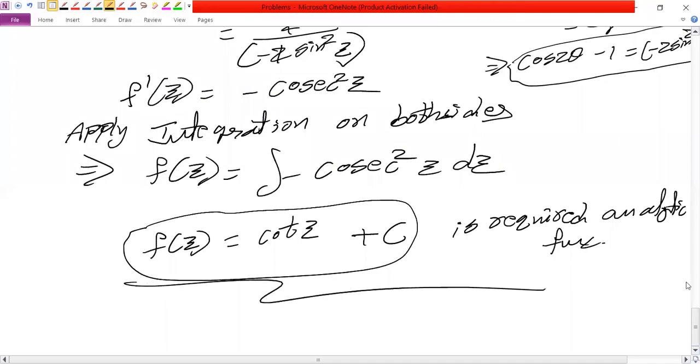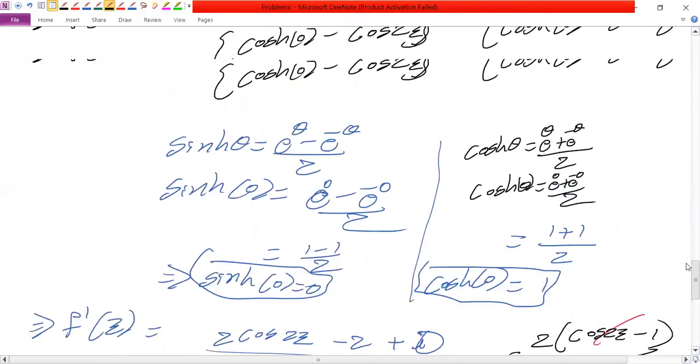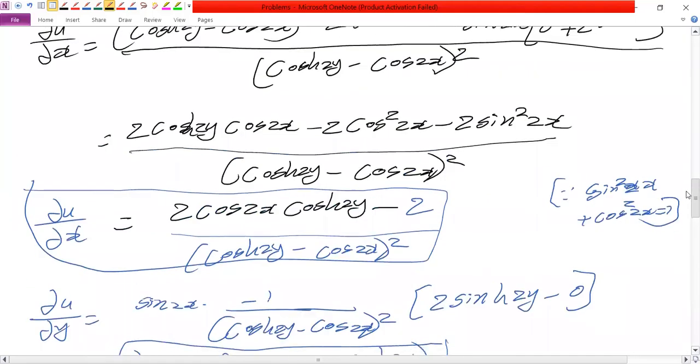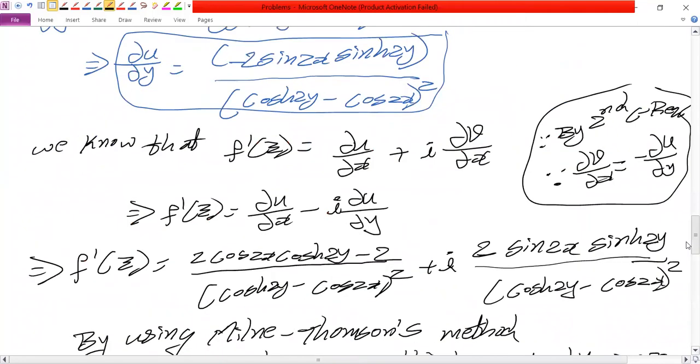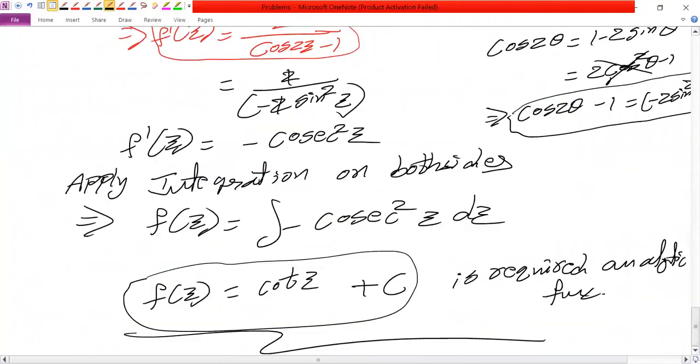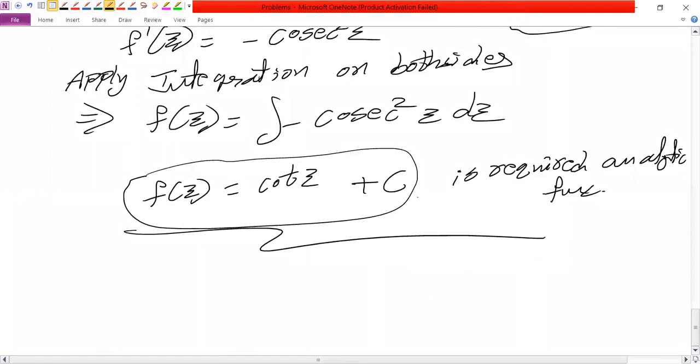Okay. So I'll just modify in the previous problem also. Plus c we have not used, I think. Plus c is required, an analytic function. We don't know, we are mentioning it as c. Maybe it may be ci, i into c also. So if any of you are still having any doubts, then you can ask. Otherwise, we'll go to the next model.